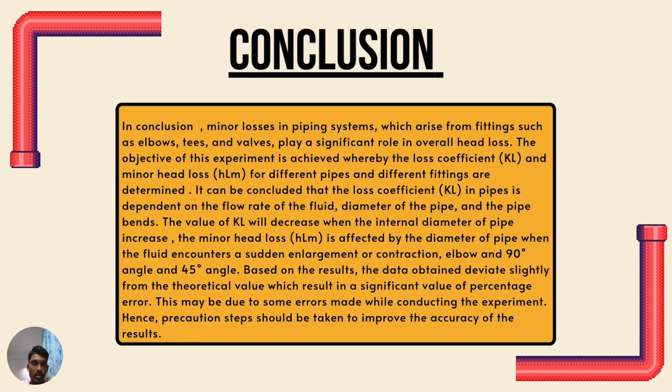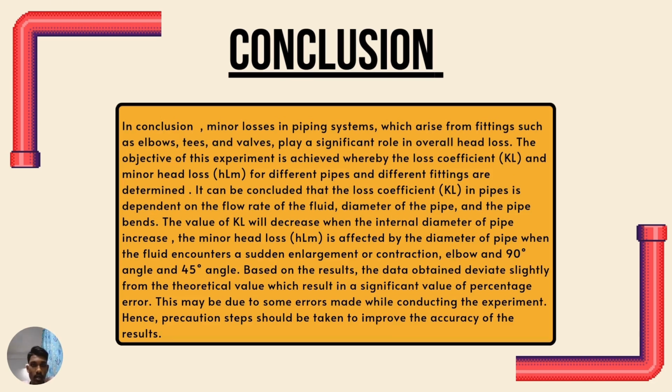So, to conclude this experiment, I've come up with a simple conclusion: the minor losses in the piping system, which arise from fittings such as elbows, tees, and valves, play a significant role in overall head loss. The objective of this experiment is achieved, whereby the loss coefficient and minor head loss for different pipes and different fittings are determined. It can also be concluded that the loss coefficient in pipes is dependent on the flow rate of the fluid, the diameter of the pipe, and the pipe ends.